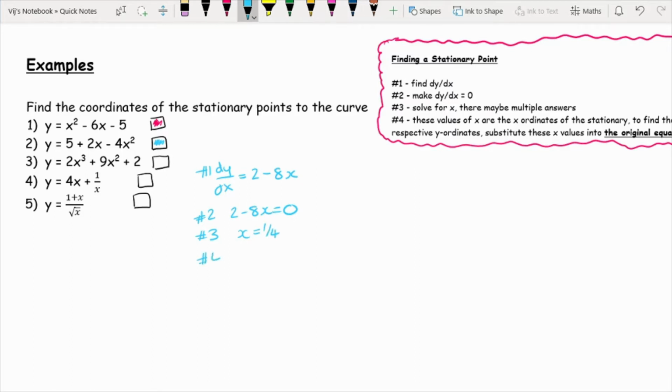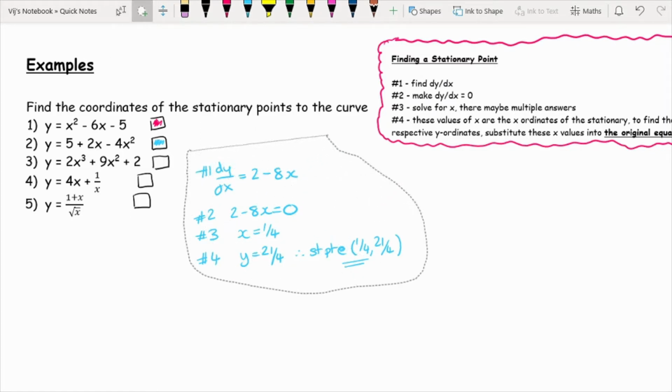And then for the final step, I need to substitute x equals a quarter into y equals 5 plus 2x minus 4x squared, in which I get a y value of 21 over 4, giving me a stationary point coordinate at a quarter and 21 over 4. And again, I'm writing my answer as a coordinate only because a question might ask just for the x ordinate, which would be worth less marks, but it's always worth taking a bit of time reading the questions carefully to make sure that you have answered it correctly.